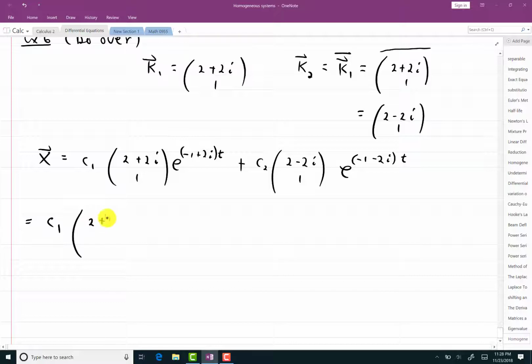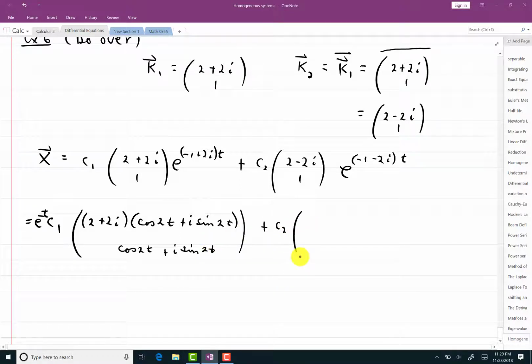In addition, let me continue my equals. C1, 2 plus 2i. I'm going to do like I did before. And you might recall that I factored out an e to the negative t. I'll put it out here, e to the negative t. That left me with e to the 2it, and that was cosine of 2t plus i sine of 2t. Second piece, I should probably put down here the same thing, cosine 2t plus i sine of 2t, C2. And I'm going to stop right there.